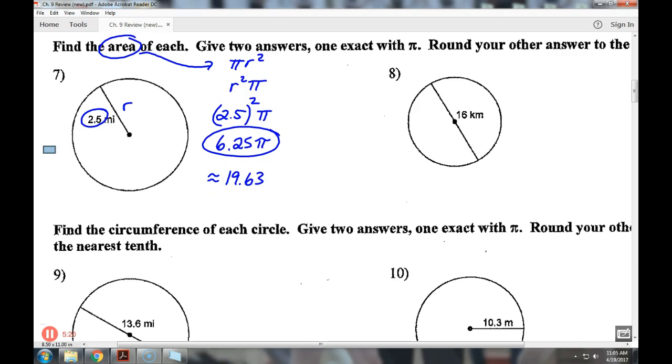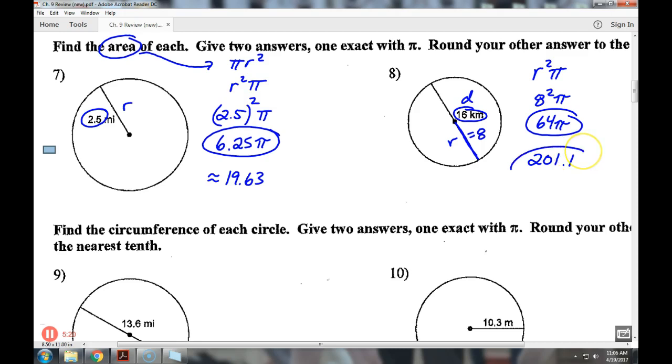All right, roughly. Next one, I'm going to use the same formula. I'm going to use the r squared pi or pi r squared. Problem is this is not r, this is d. So I need to cut d in half. The radius is half of that. So the radius would be 8. So 8 squared pi or 64 pi. That's the exact answer. 64 pi decimal wise is about 201 point, and I think it just says go to the nearest tenth. So I guess I'll stop here, 201.1. So I guess on this other one over here, I probably should have just called that 19.6 if I'm following directions.